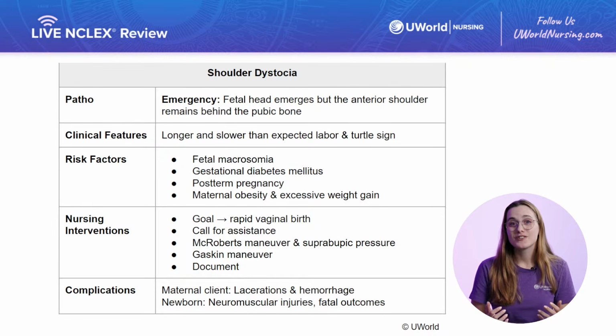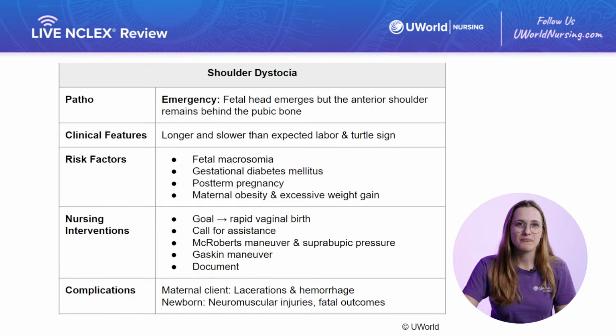So nursing interventions. Again, shoulder dystocia is an obstetrical emergency, so we need to take action immediately and know what our action needs to be. Our goal for shoulder dystocia is to facilitate rapid vaginal birth. So what we need to do first is call for assistance. We are going to need some help with this. And then we are going to need to lower the head of the bed.